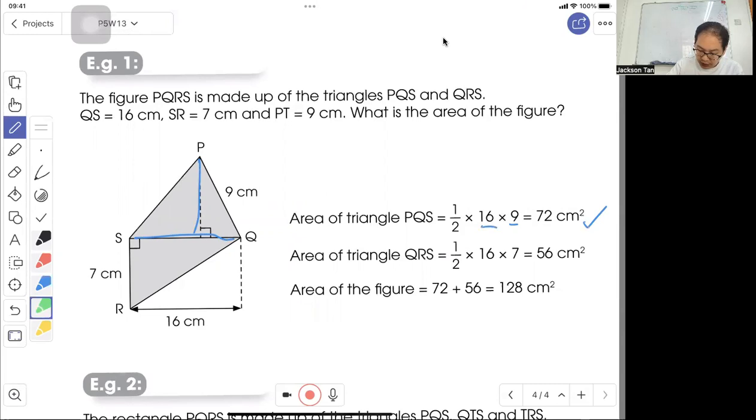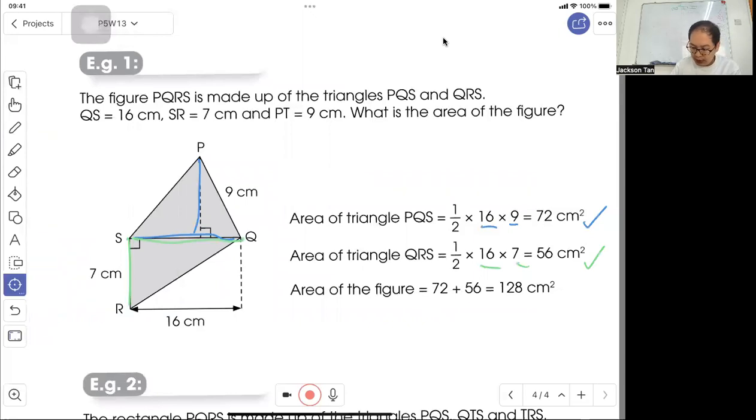Followed by finding the other triangle QRS, half times 16 times 7, so 56 cm squared. Then add them together, answer is 128 cm squared.